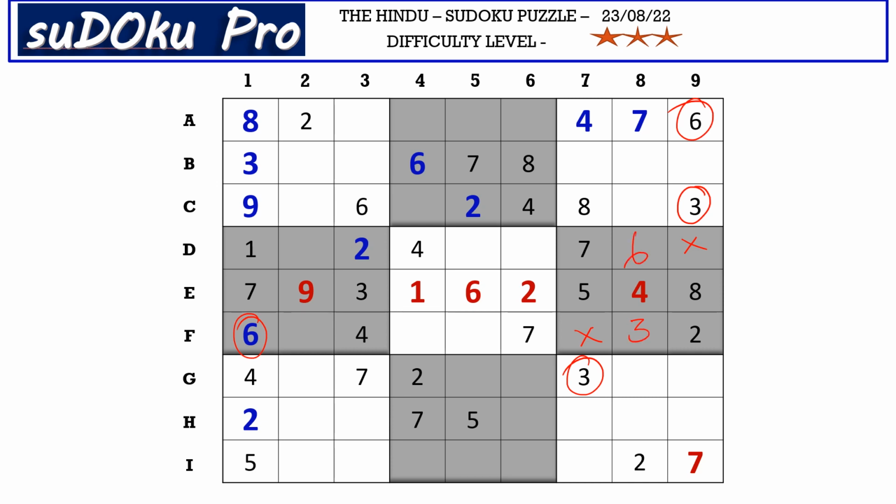Now there are only 2 empty cells in this block and the missing numbers are 1 and 9. There is 1 blocking from D row. So D9 takes 9 and F7 takes 1.